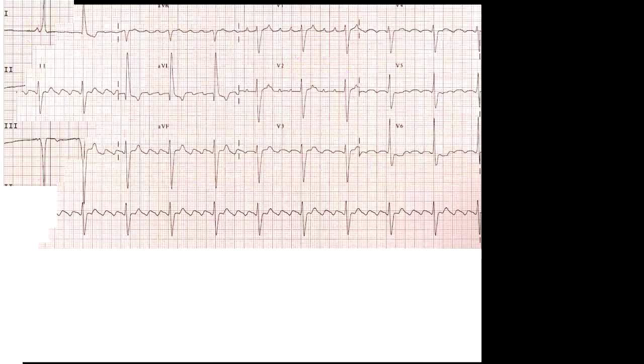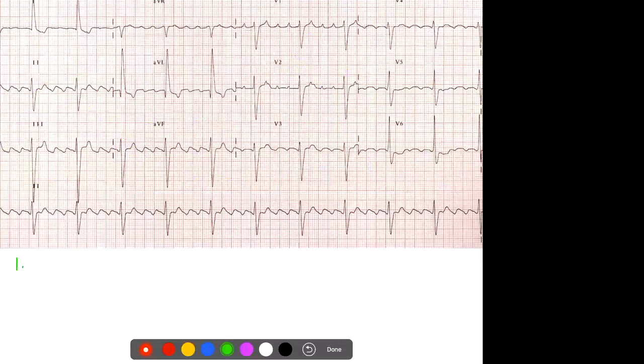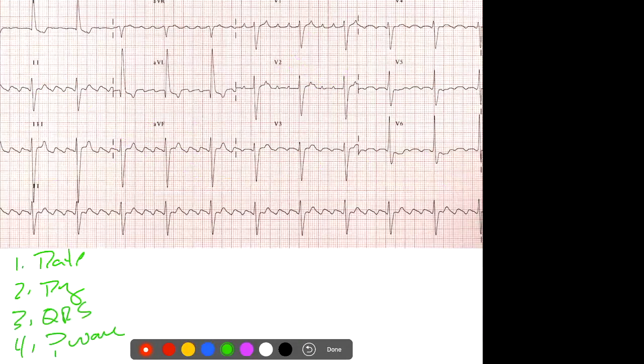Here we go. I think this is the last one. So we'll do this one real quick, and then you guys can ask questions or whatever you need to. So we're looking at the rate, the regularity, the QRS complex, the P waves, and the PR interval. Okay, these are our steps.